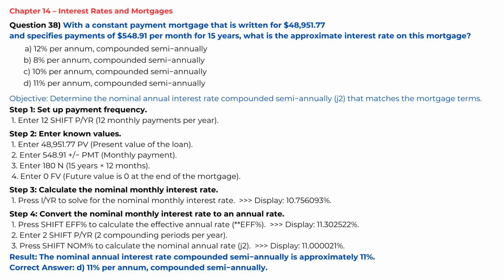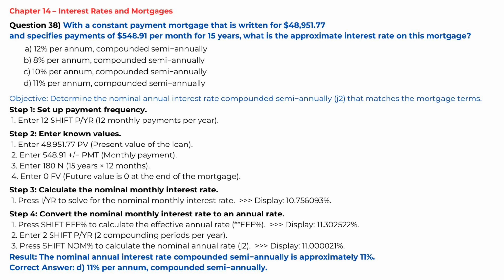Step 3. Calculate the nominal monthly interest rate. Press I/YR to solve for the nominal monthly interest rate. Display 0.756093%. Step 4. Convert the nominal monthly interest rate to an annual rate. Press Shift Effective to calculate the effective annual rate. Display 11.302522%. Enter 2 Shift P/YR, 2 compounding periods per year.